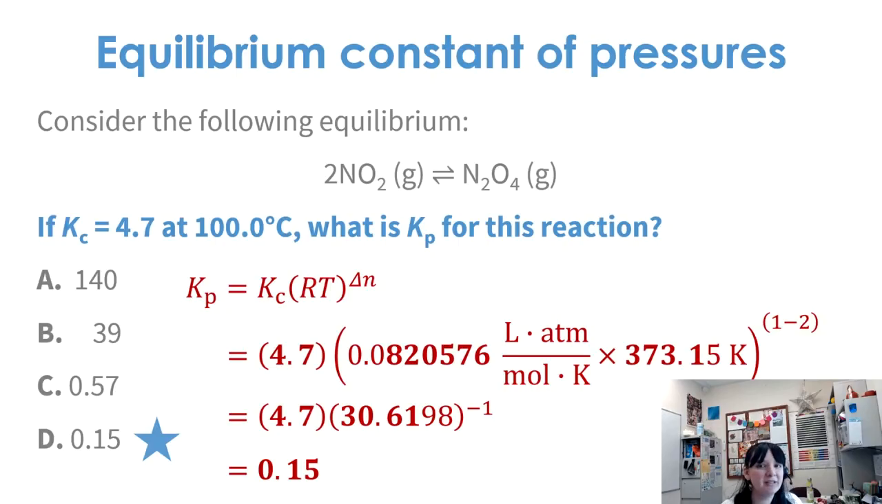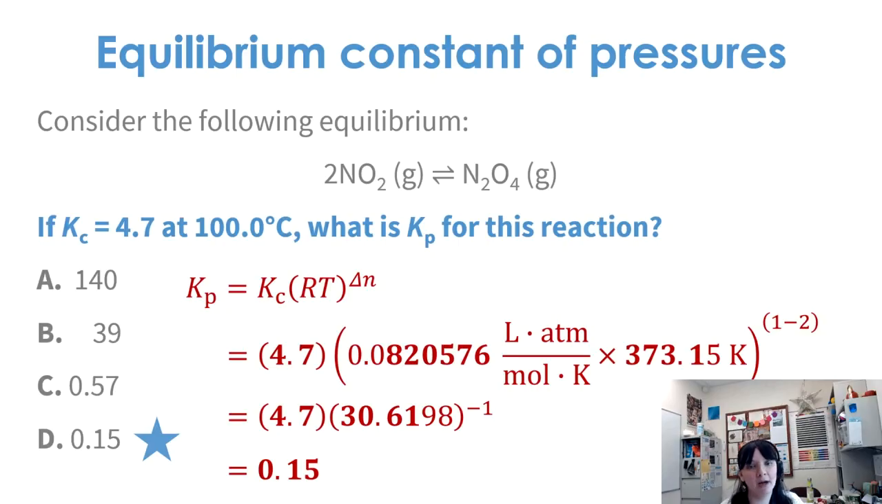With Kp, because there's this RT factor thrown in there, it gets a little bit harder to read on whether products or reactants are totally favored. In this case, we see Kp be less than 1, but for Kc, it was greater than 1. So which side of the reaction is favored here? I would go based off of the Kc value to describe that.